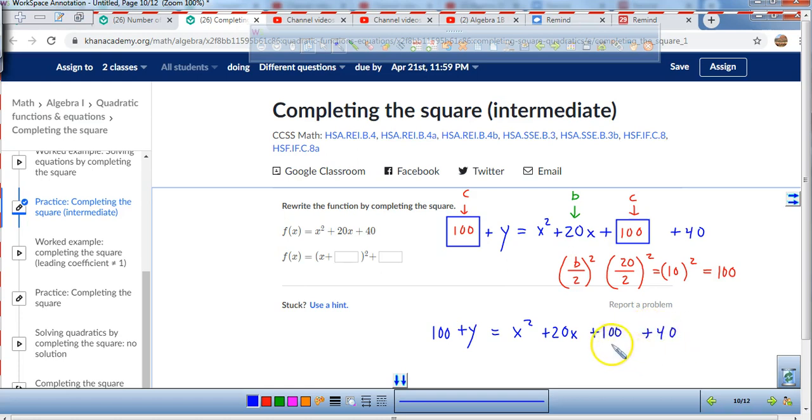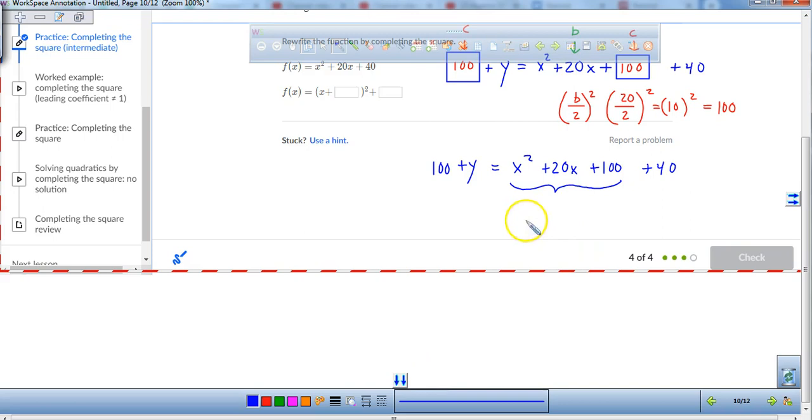Now, some of you might be tempted to add like terms. Stop. Don't add those like terms because right now we've got to factor this guy. This guy factors to x plus, how do we factor it? What's half that number? 10. X plus 10 squared. Because 10 plus 10 is 20, and 10 times 10 is 100. We're almost done right here.